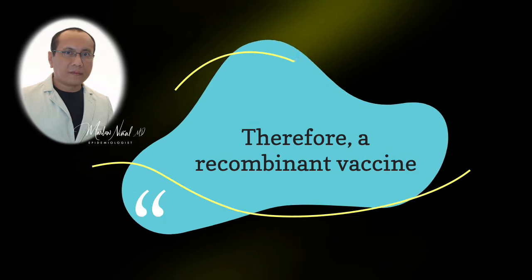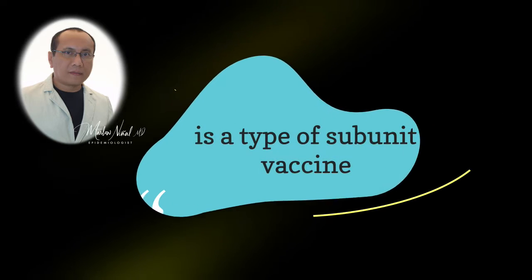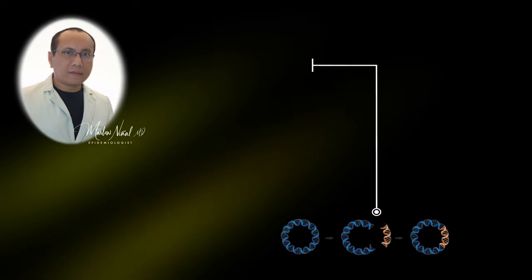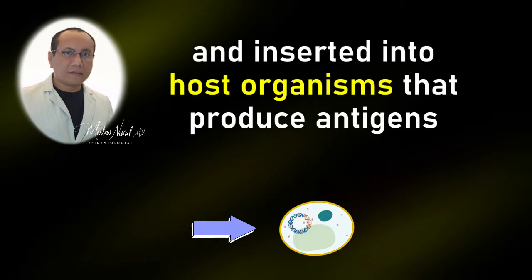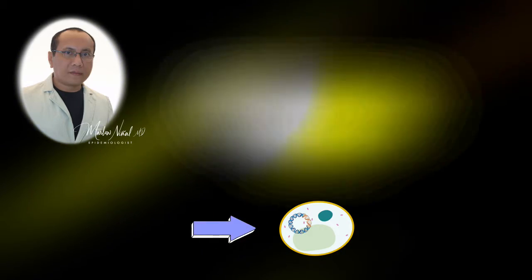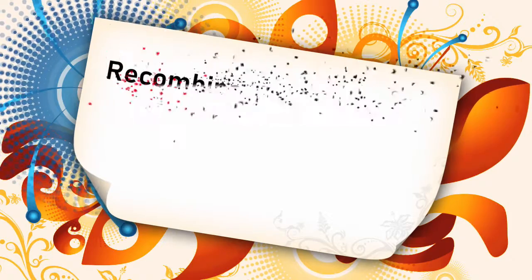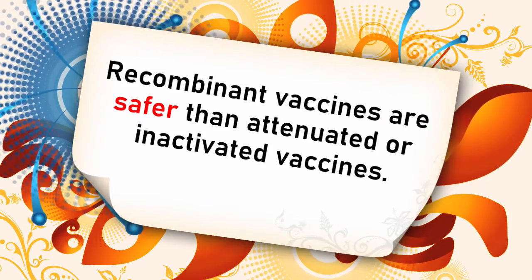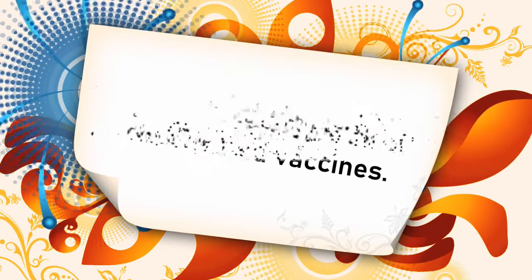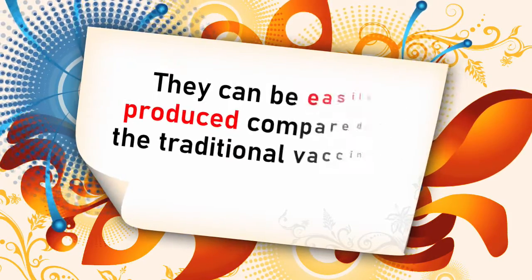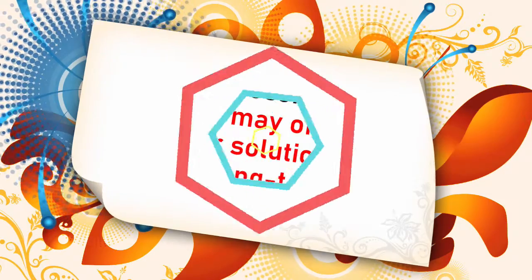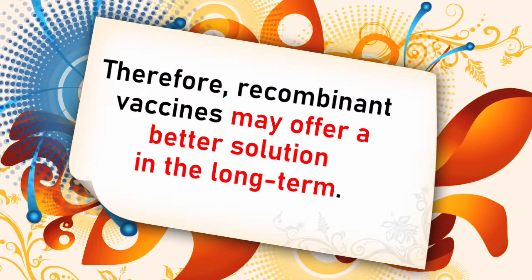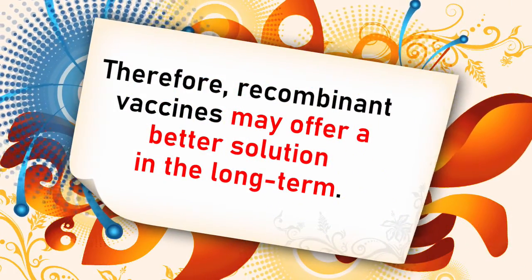Therefore, a recombinant vaccine is a type of subunit vaccine that is made of joined DNA molecules and inserted into host organisms that produce antigens of the pathogenic organism. Recombinant vaccines are safer than attenuated or inactivated vaccines. They can be easily produced compared to the traditional vaccines. They are less expensive. Therefore, recombinant vaccines may offer a better solution in the long term.